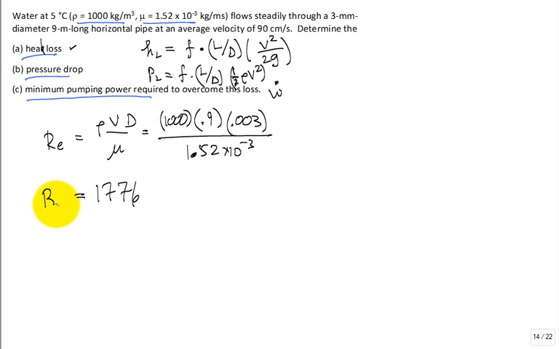All right, is that laminar flow or turbulent flow? Laminar flow. We'll assume it's fully developed. Forget about the entrance region. It's fully developed laminar flow. What's the friction factor? What's that number?